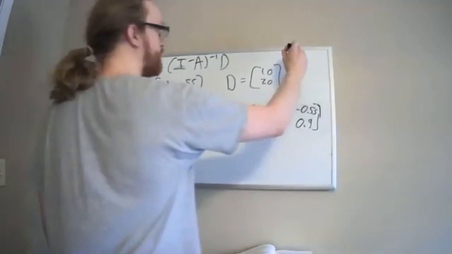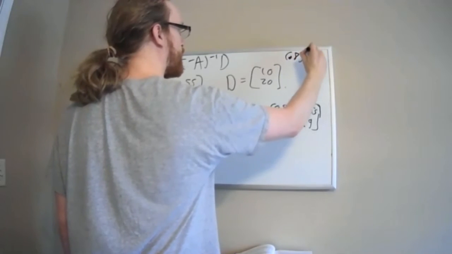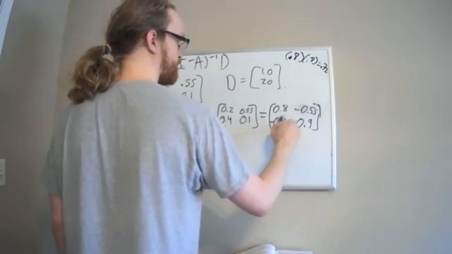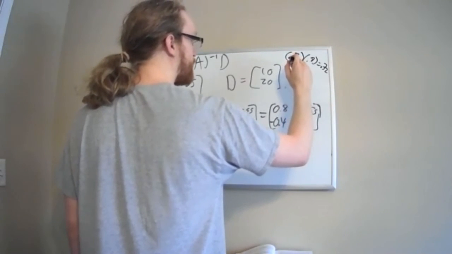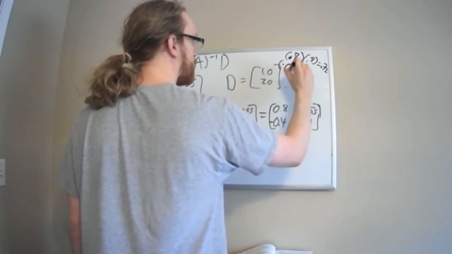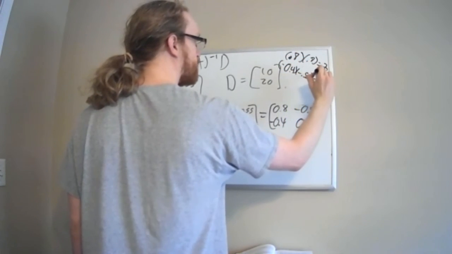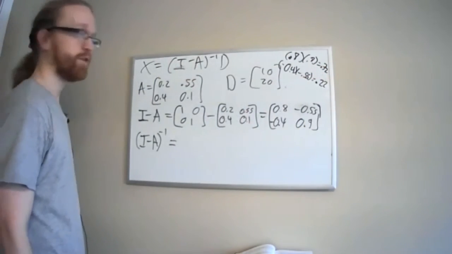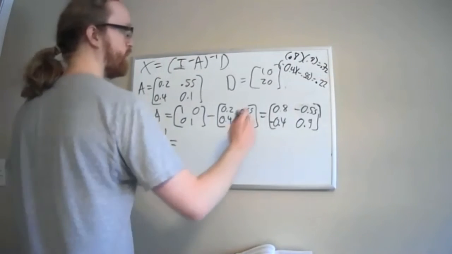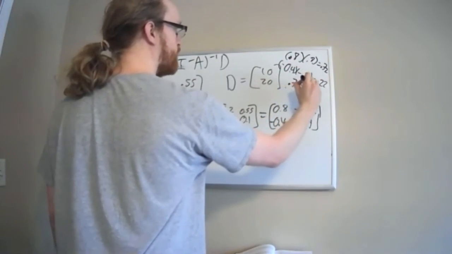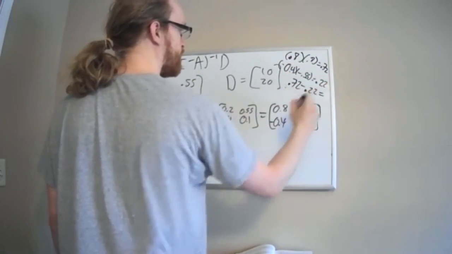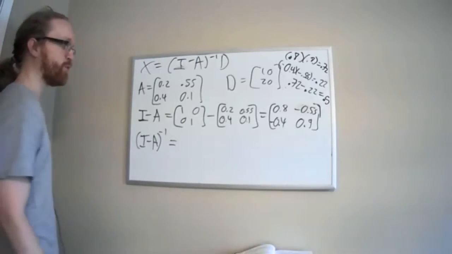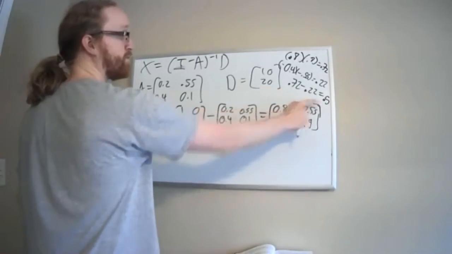0.8 times 0.9 is 0.72. And 0.4 times 0.55, I think that is 0.22. Hopefully I did that right. And so what's 0.72 minus 0.22? This is the determinant. That's 0.5. This is why I deliberately chose our numbers this way. Turns out the determinant of this is 0.5.